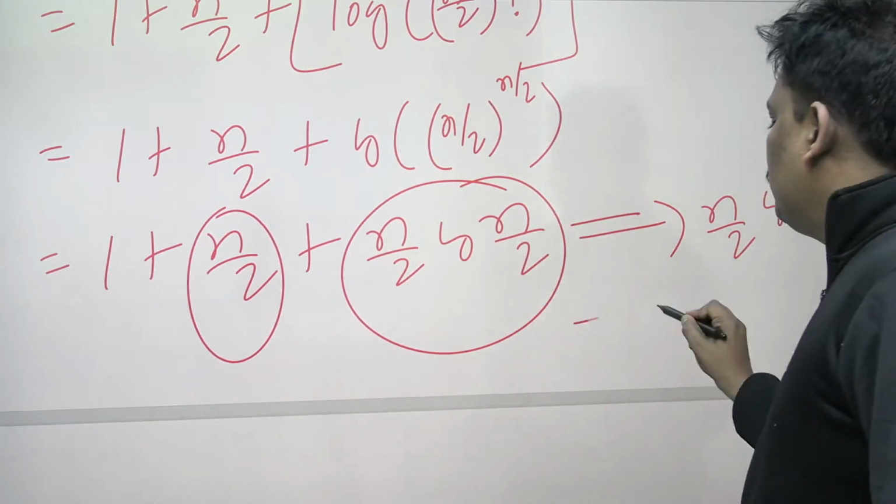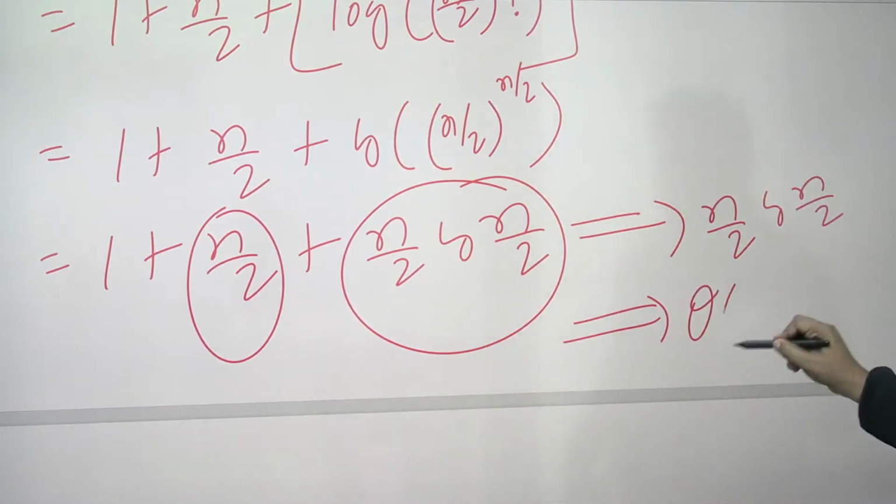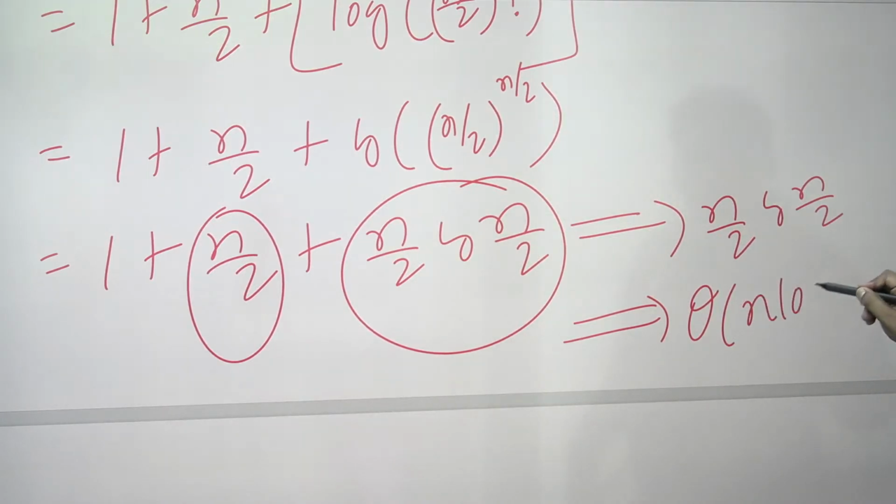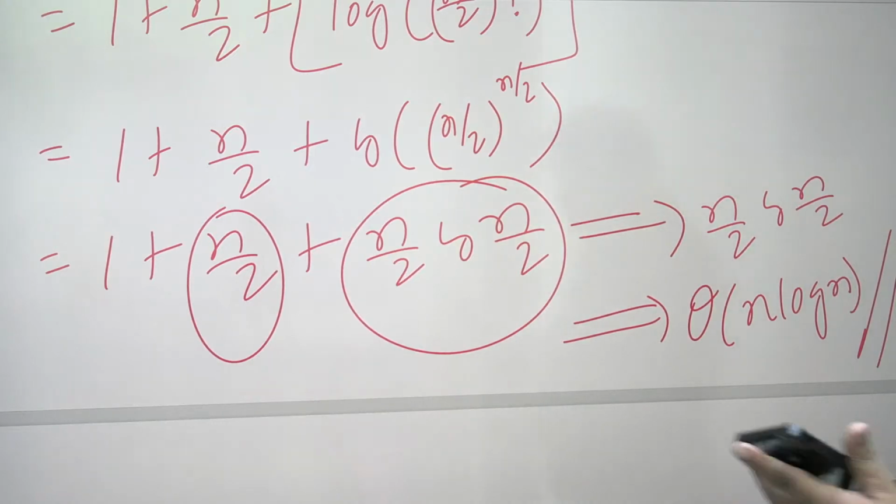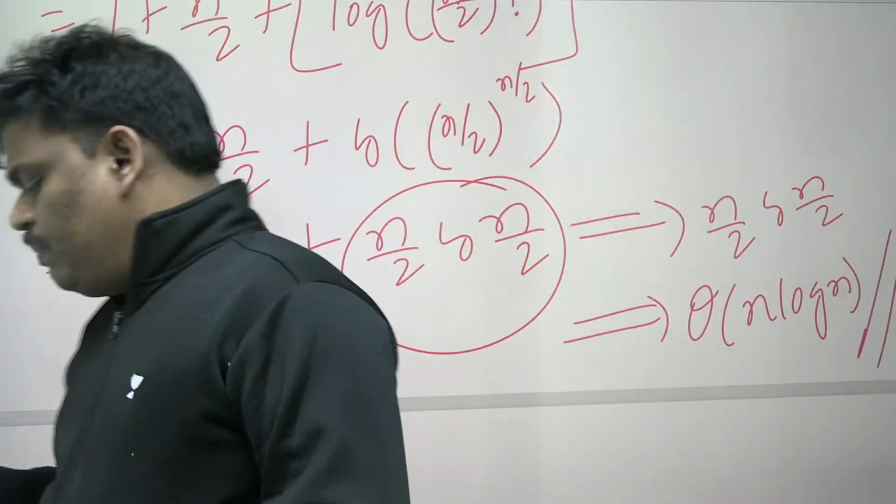Forget about constant. It will become theta of n log n. This is theta of n log n. Please verify.